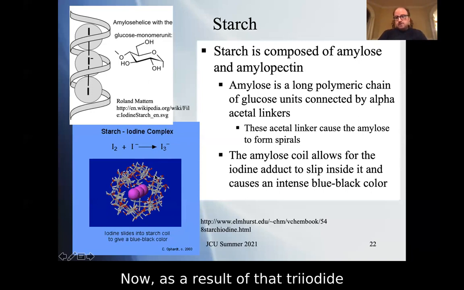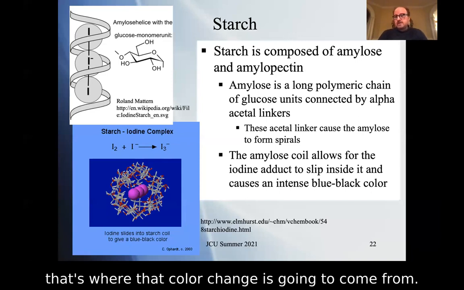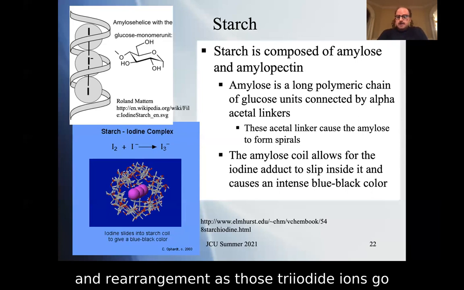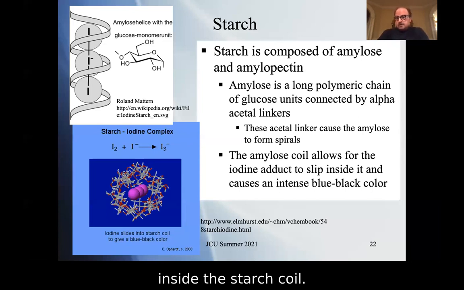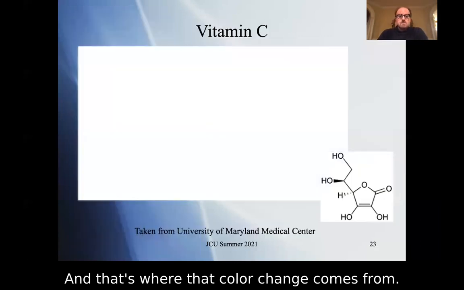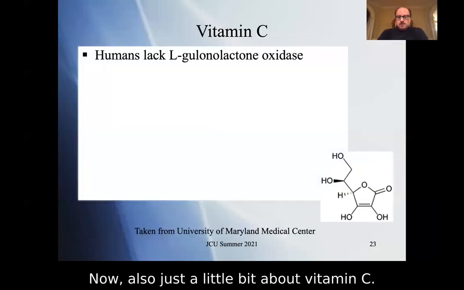Now, as a result of that triiodide going inside the spiral, the coil, that's where that color change is going to come from. There's going to be a disruption of the electrons and rearrangement as those triiodide ions go inside the starch coil, and that's where that color change comes from.